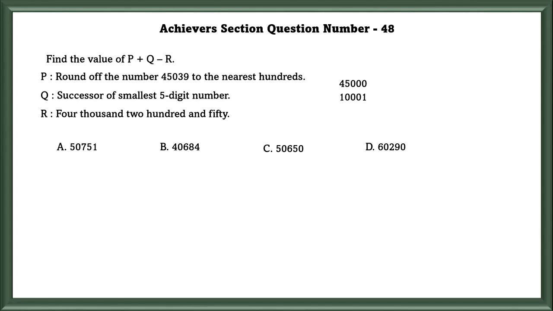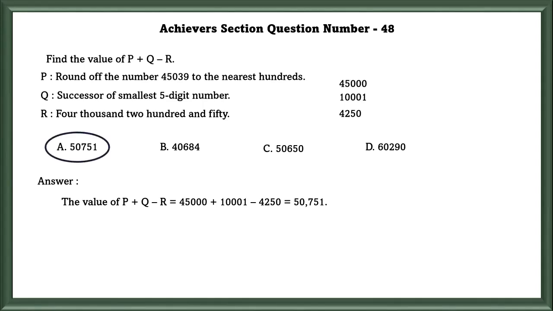R, 4,250. Now let us calculate the value. P is equal to 45,000. Q is equal to 10,001. R is equal to 4,250. And if we calculate the equation, which is equal to 50,751. That is our answer as A.